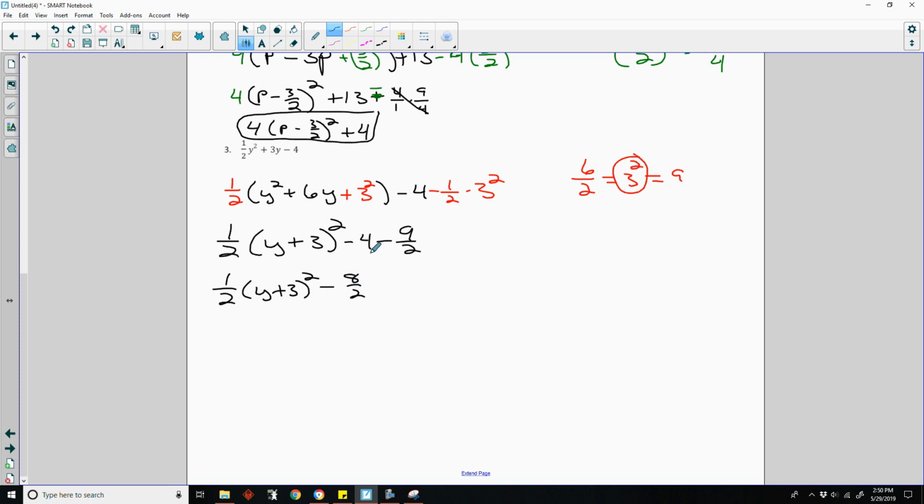minus 8/2. See what I did here? 4 is 8/2. 8 divided by 2 is 4. Okay, so that's minus 9/2. This will become 1/2 y plus 3 quantity squared minus 8 minus another 9 is minus 17 over 2. And there is our completing the square of this expression.